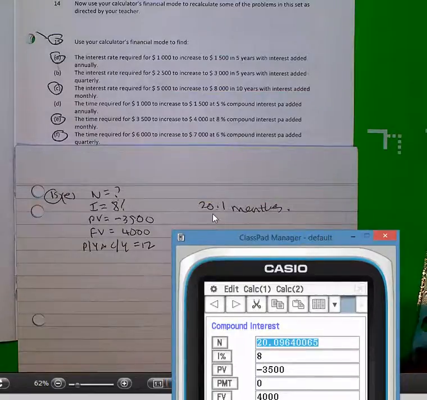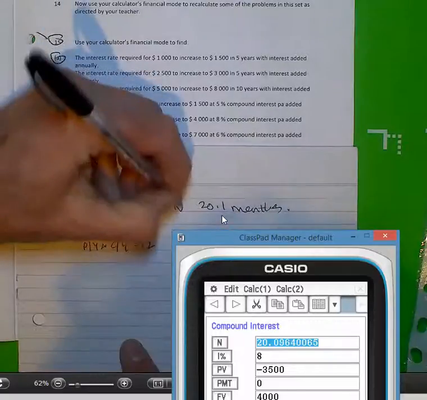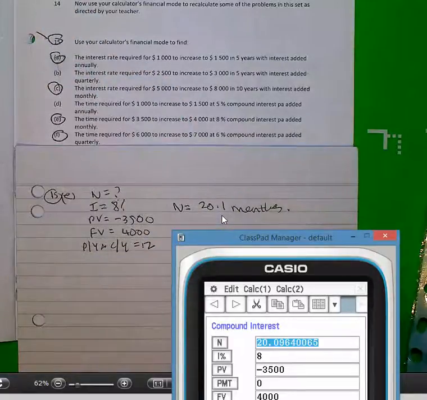Now, in reality, you can't invest money for 20.1 months, so you might choose to invest for 20 or invest for 21 to get a bit more. Please make sure that you record the answer generally to 1 or 2 decimal places, depending on the question.